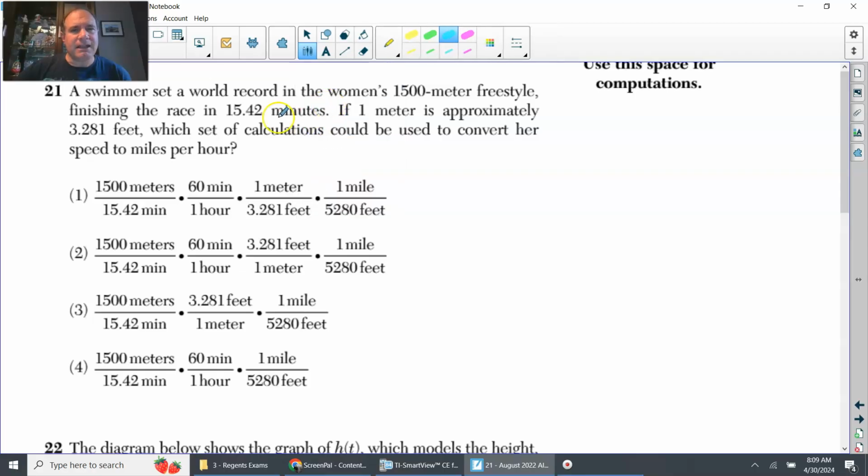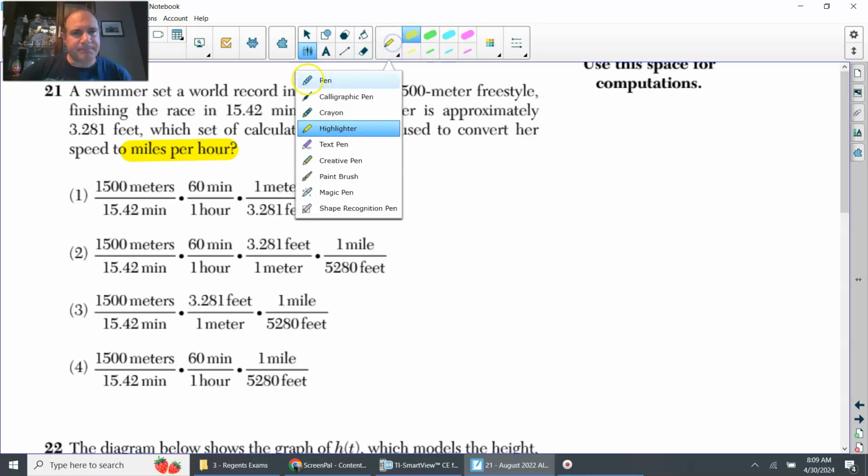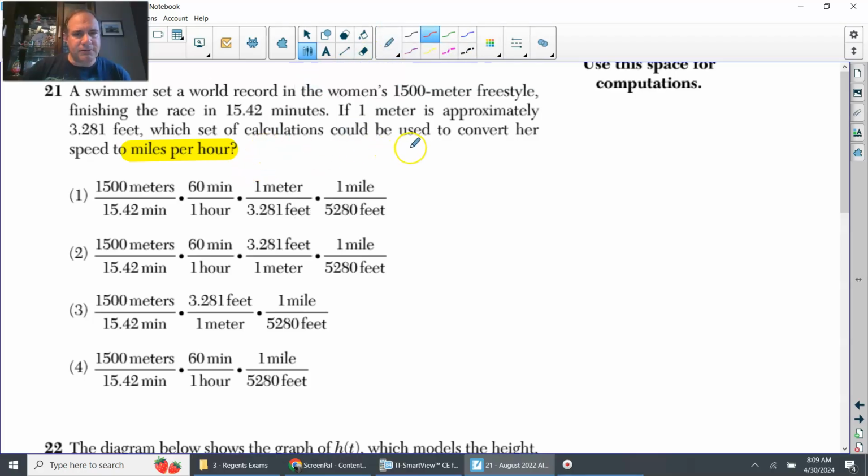So I'm going to highlight that because that's important. You need to have miles on the top as the numerator. So you're looking for miles per hour. So all you're doing is canceling out the units, not the numbers. Don't cancel out the numbers, you get confused. All right, so we're canceling out the units, and we're going to cross cancel. Remember cross canceling, right? So let's begin.